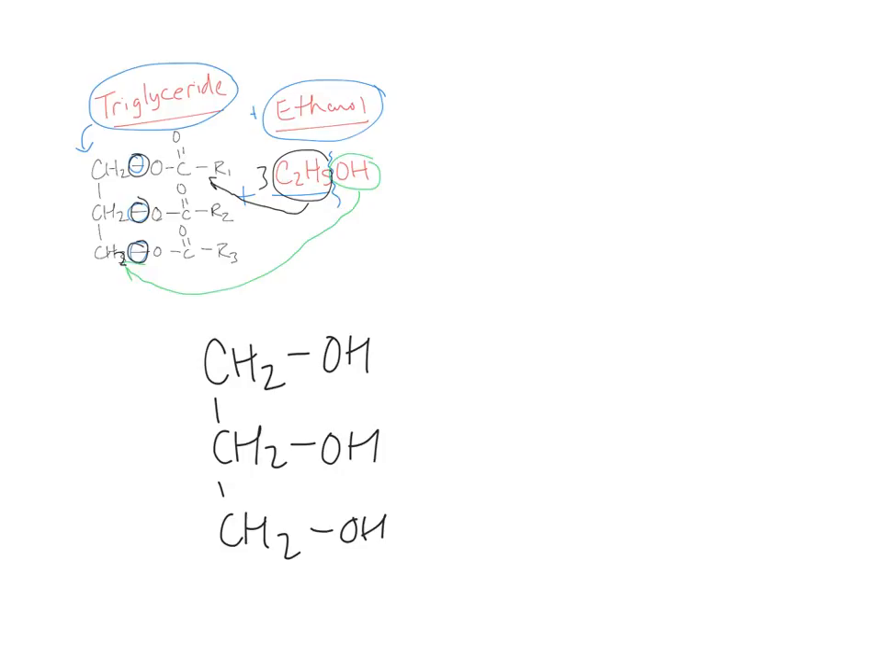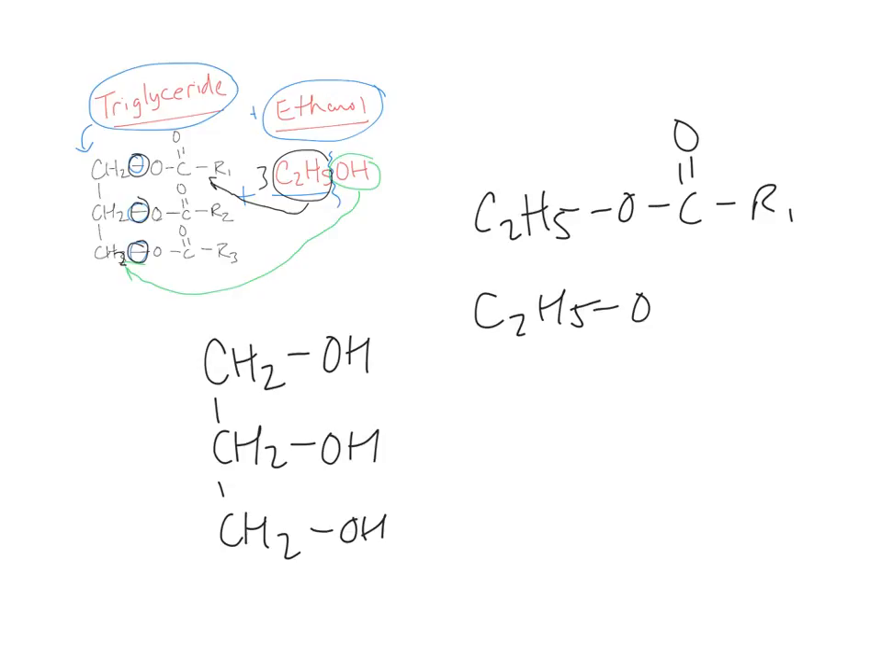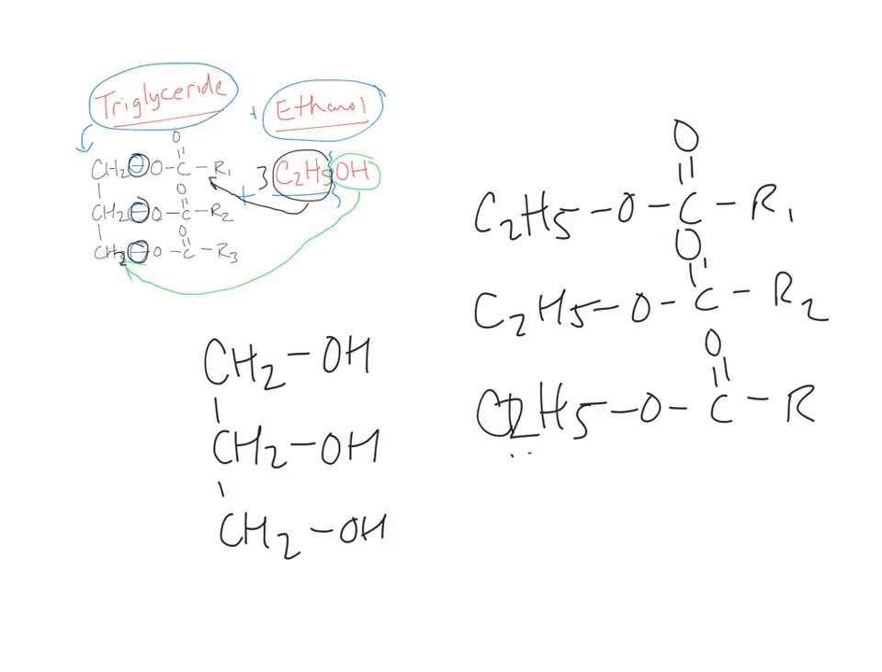And then the mixture of the ethyl esters in this example are going to be C2H5O, C double bonded O, and then the remaining part of the molecule, R1. And then the same thing will happen for R2 and R3. C2H5O, C double bonded O, R3.